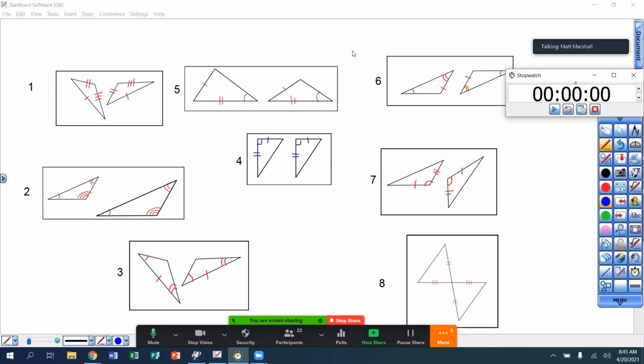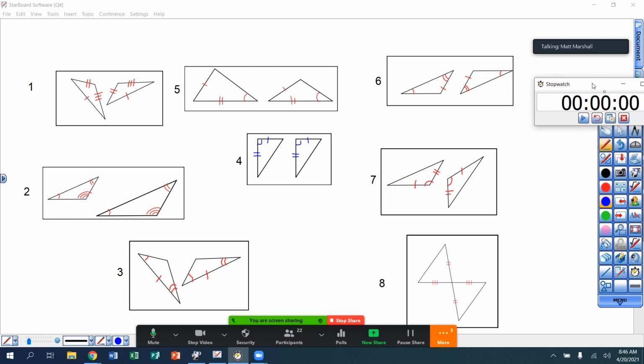So, James, can you see this screen? All right, I'm going to have you look at it, and I'm going to start the clock, and then through problems 1 through 8, I want you just to give me the theorem. You ready? All right. Like SAS or side, side, side, I'm looking for those 3-letter theorems. You ready? All right, I'm going to start the clock.